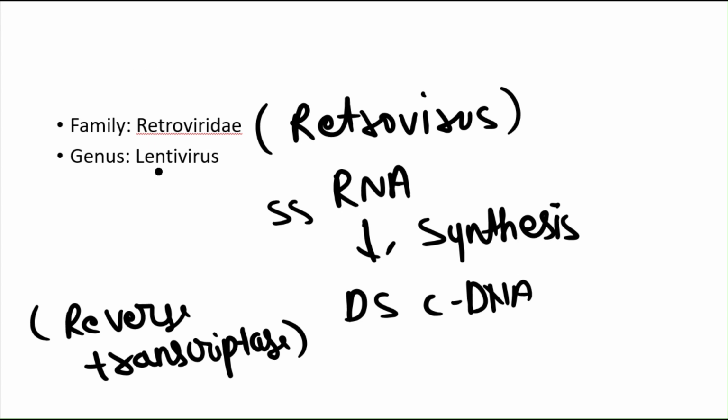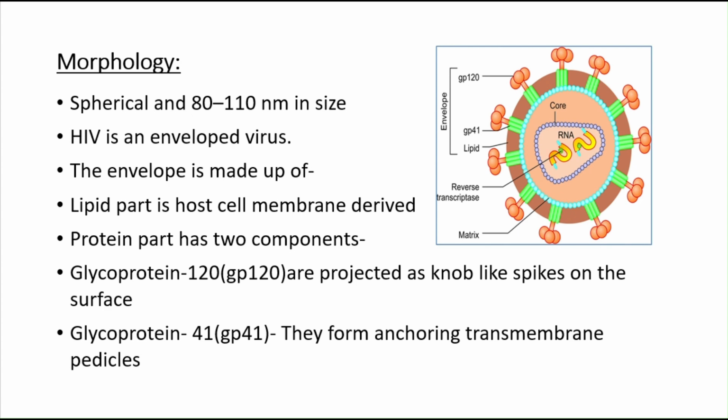Next, coming to the morphology of HIV. It is roughly spherical or round in shape, measuring about 80 to 120 or 110 nanometers in size. It is a medium-sized virus. It is round in shape and it has an envelope. So HIV is an enveloped virus.